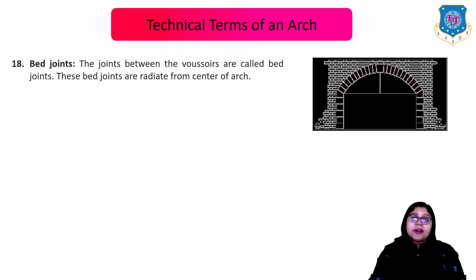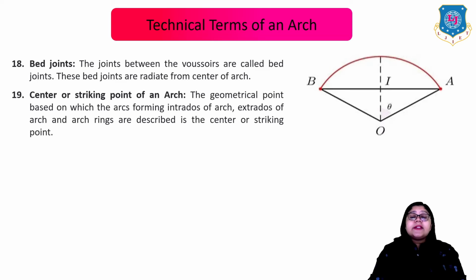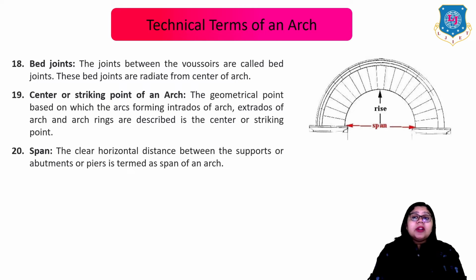Now, the next one is the bed joint. The joints between the voussoirs are called the bed joints, and these bed joints radiate from the center of the arch. Next is the center or the striking point of an arch. The geometrical point based on which the arcs forming the intrados of the arch, extrados of the arch, and arch rings are described is the center or striking point. 21st is the span. The clear horizontal distance between the supports, the abutment or the pier, is termed the span of an arch.